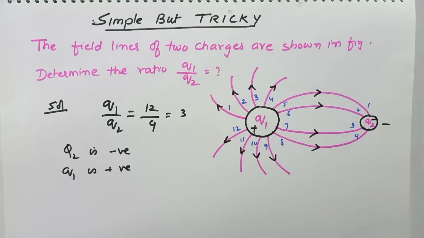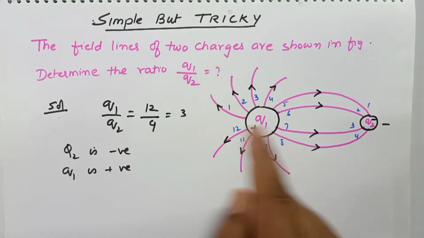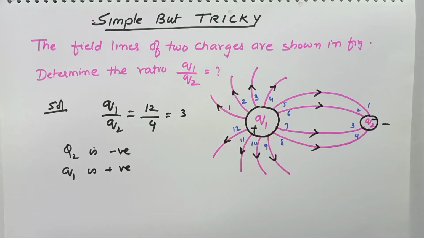It is understood. It's a very simple question, but we won't get an idea that we have to count the field lines. Okay, you know that the greater is the density of the field lines, the greater will be the electric field strength. Okay, so this is the final conclusion here.